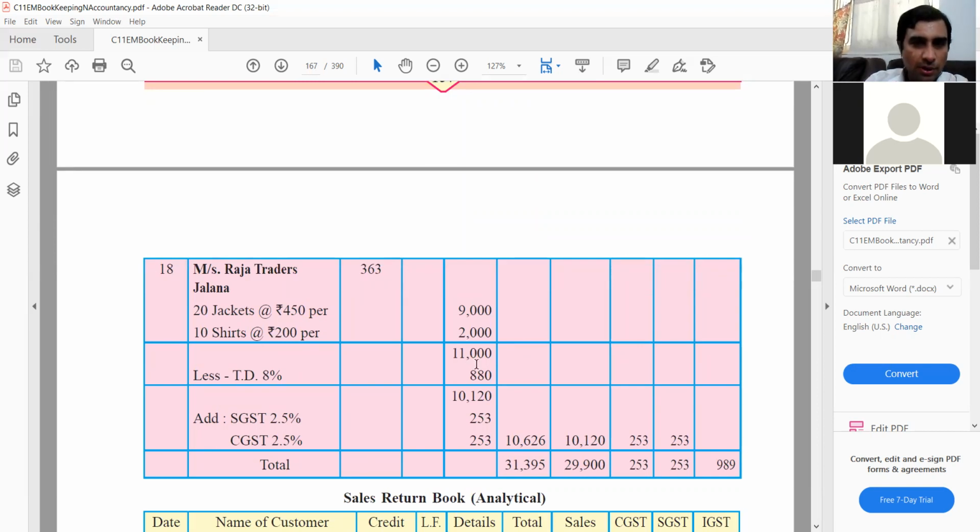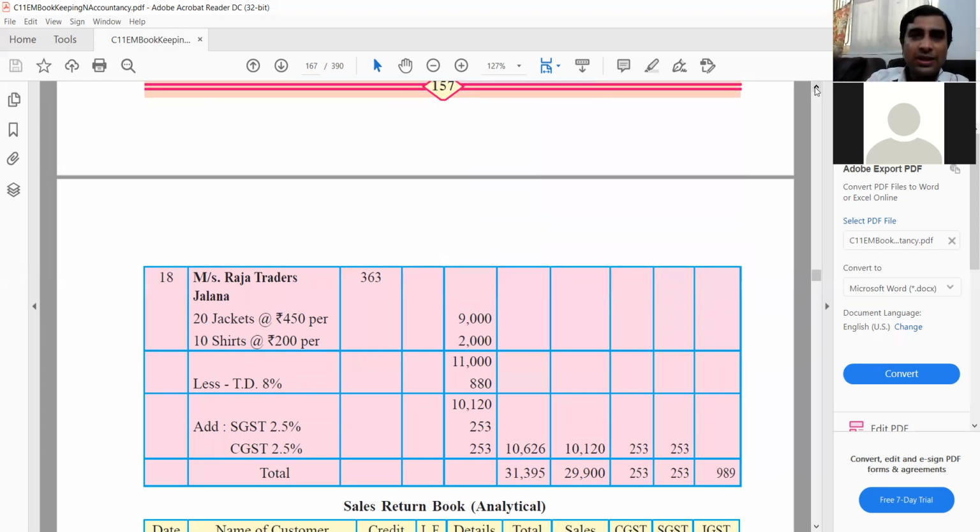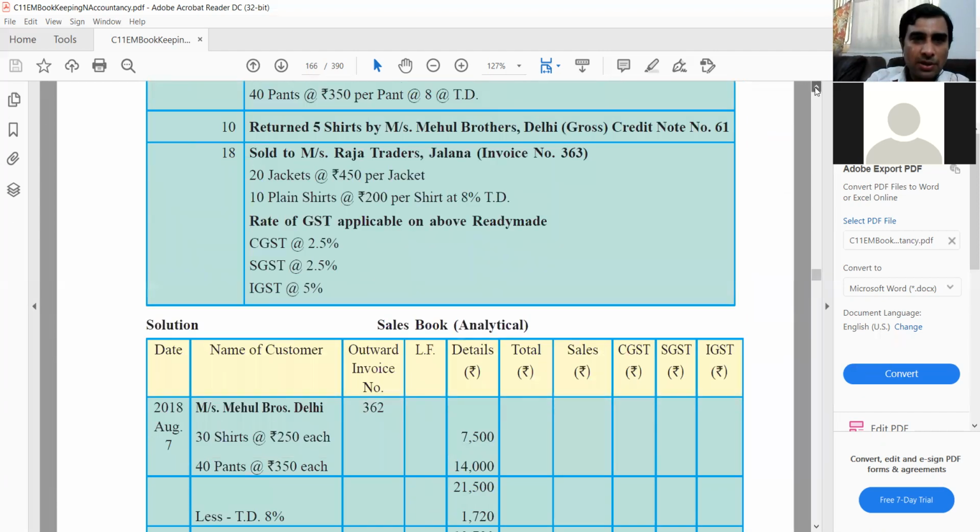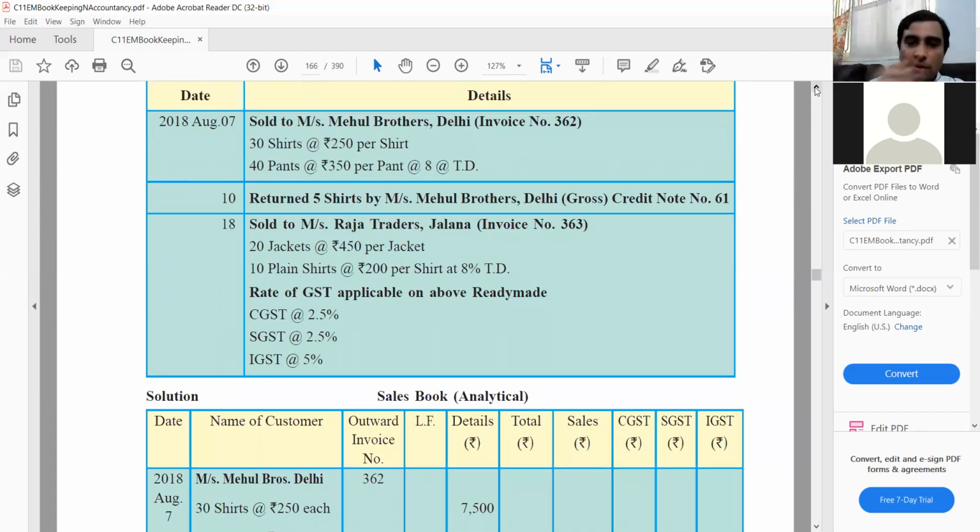So amounts 11,000, 8% trade discount and 5%. Now here they are recording... Yeah, so this is within Maharashtra. This is within the state sale. Okay. So when you have sold the goods within the same state as your business entity, then you will record CGST and SGST. Okay. So here, this is Jalna.